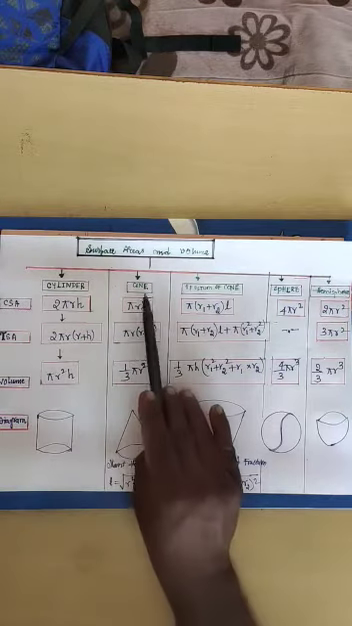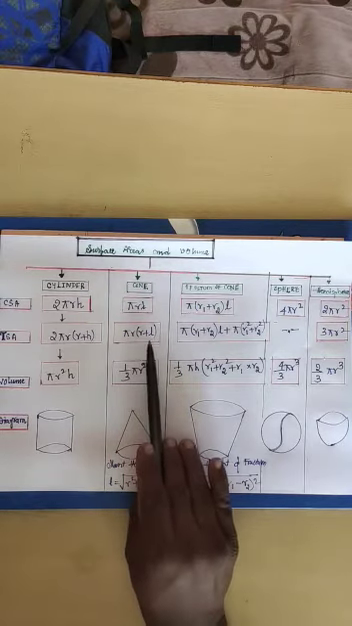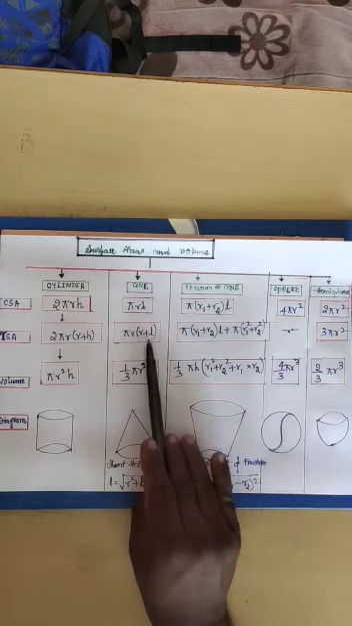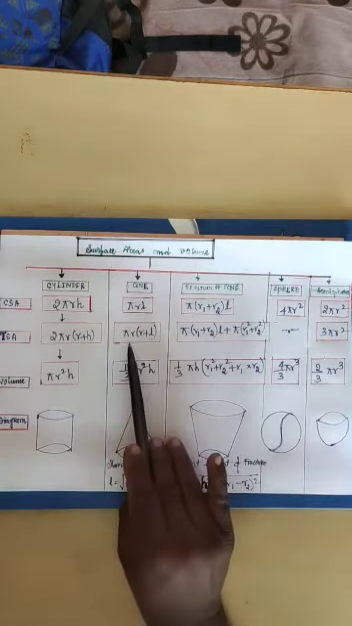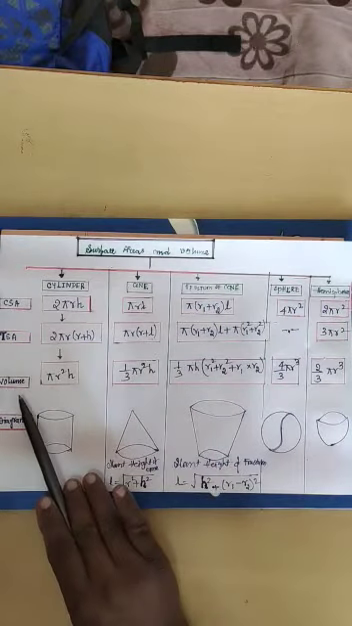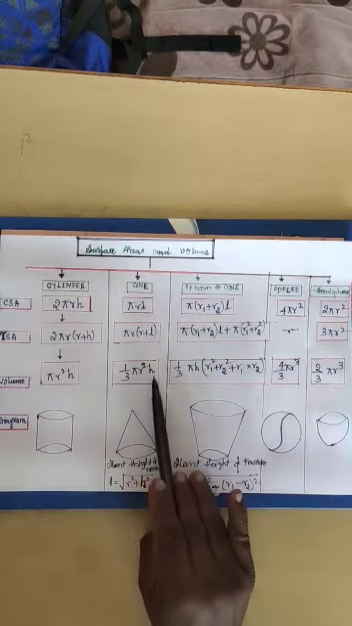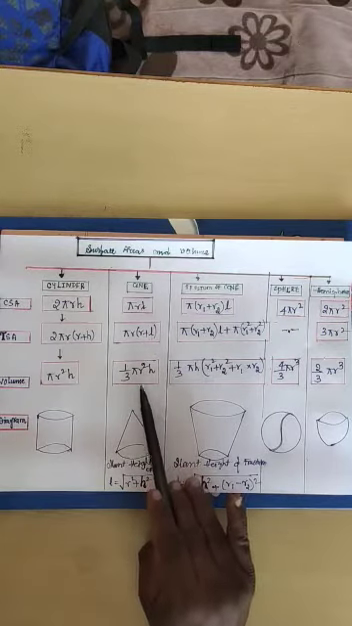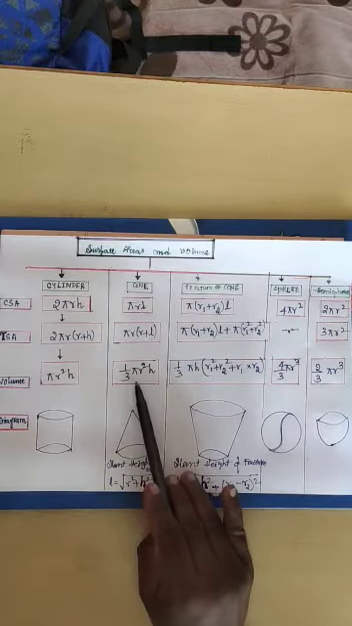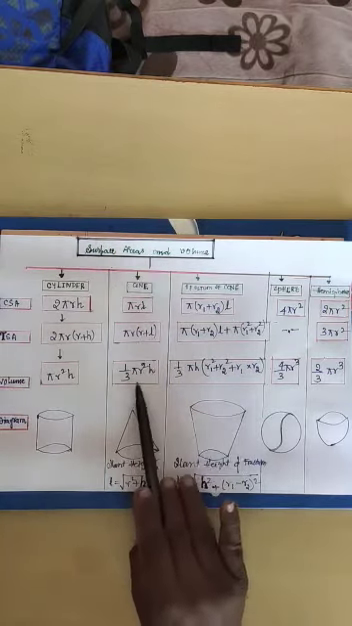Next we have the total surface area of a cone, that is pi r into (r plus l), where l is the slant height, r is the radius, and pi is 22 by 7. Next we have the volume of a cone, that is 1 by 3 pi r square h, where h is the height of the cone and r is the radius.